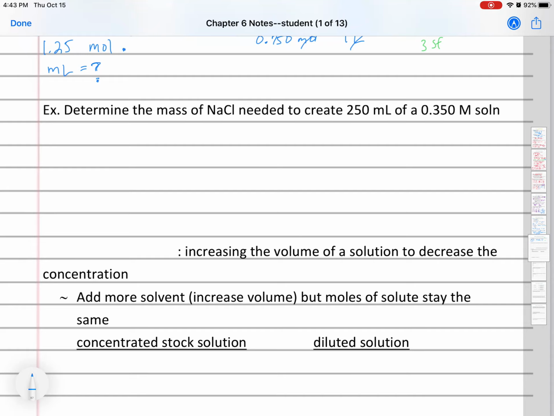All right, next example. Determine the mass of sodium chloride needed to create 250 milliliters of a 0.35 molar solution. Again, I'm going to write out what I'm given. I'm given 250 milliliters and a 0.350 mole per liter solution. And I want to know the mass of sodium chloride.